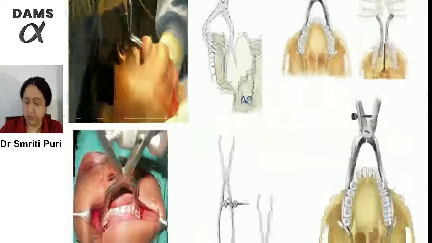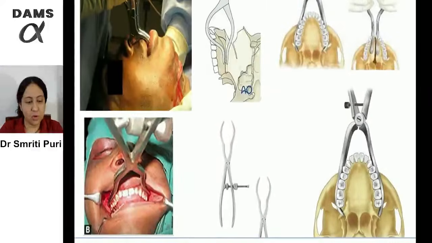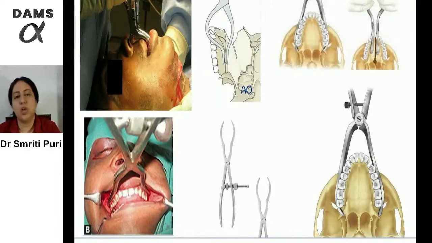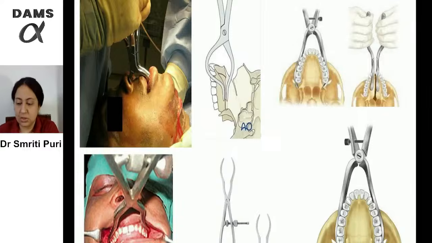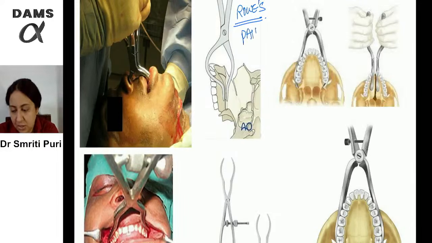Okay, now I have a few photographs over here. There are two types of instruments which are used for maxillary disimpaction. One is Rose maxillary disimpaction forceps, and one is Hayton-Williams maxillary disimpaction forceps. Now this one is Rose. This is a paired instrument.